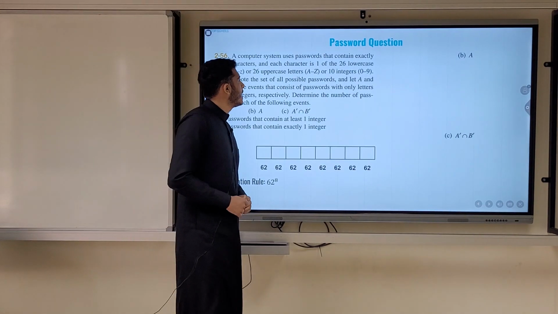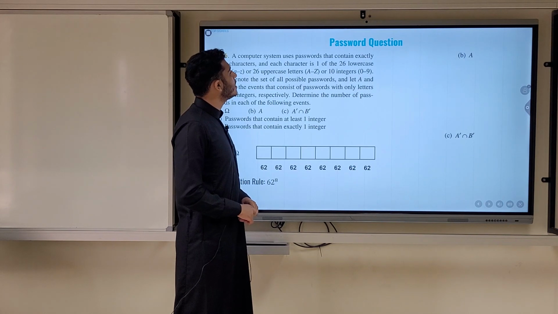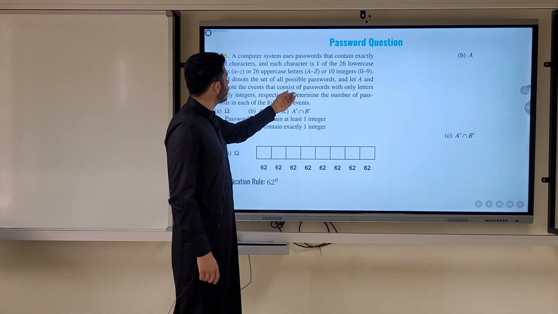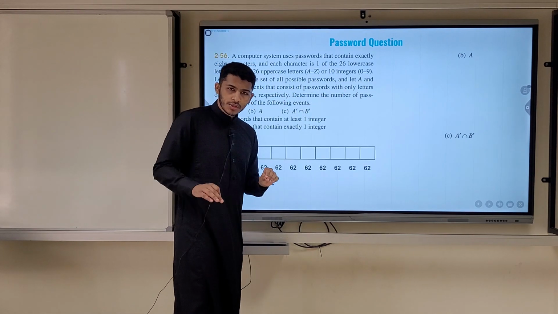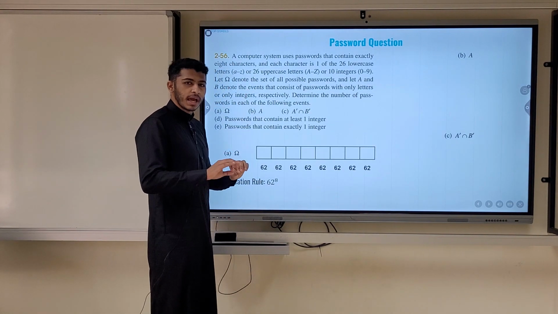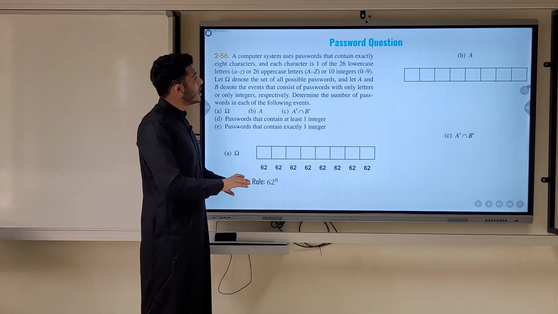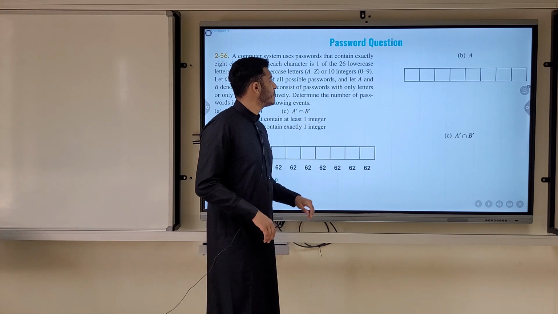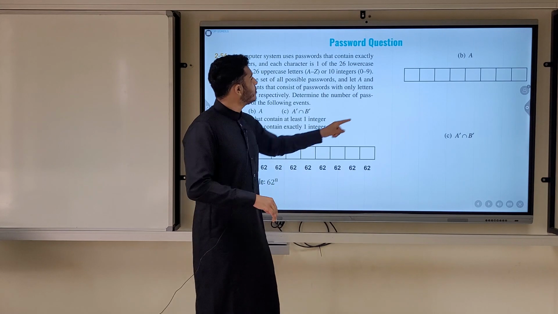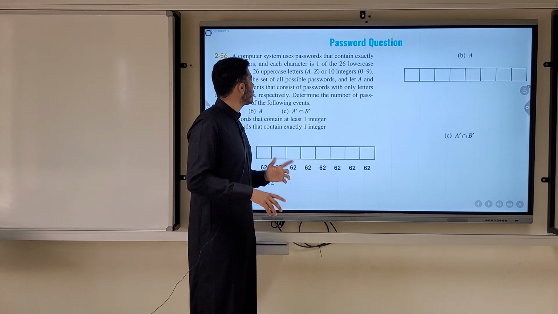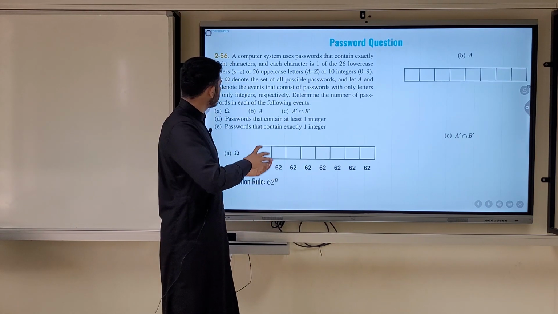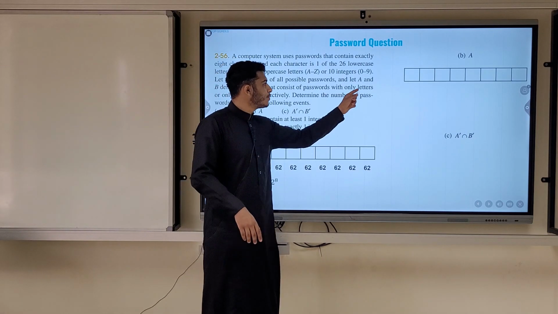It is omega. Anyway, question B wants to find event A. Event A is the event that consists of passwords with only letters. In this case we have a different thing, because we're not allowed to use everything in the password. We're only allowed to use letters. So let's put our table here, our slots where we can plug in our characters. Now we can only put letters in these slots. How many letters can we put? We have 26 lowercase letters and 26 uppercase letters, so 26 and 26 is 52. So we can put 52 options in each one of these slots.